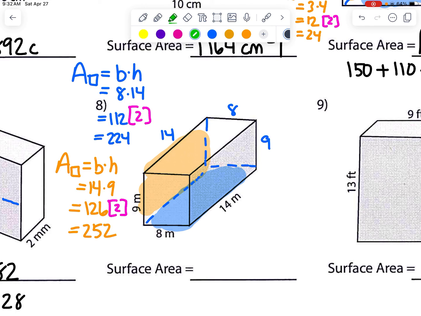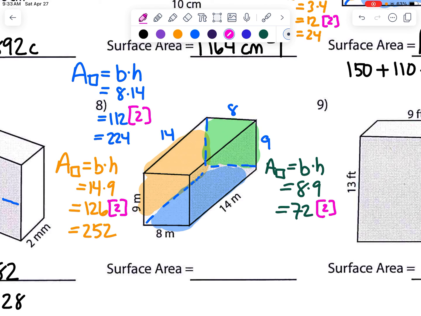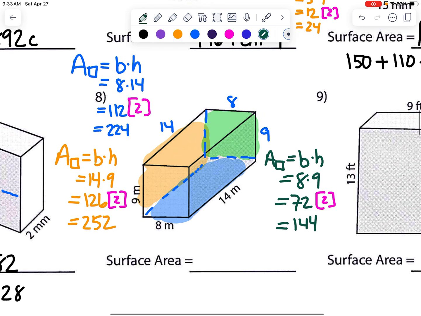And let's do the third rectangle, which would be, I'll do this back one, and that would be 8 by 9. 8 times 9 is 72, and if the back is 72, the front's going to be 72 as well. So 72 times 2 is 144.